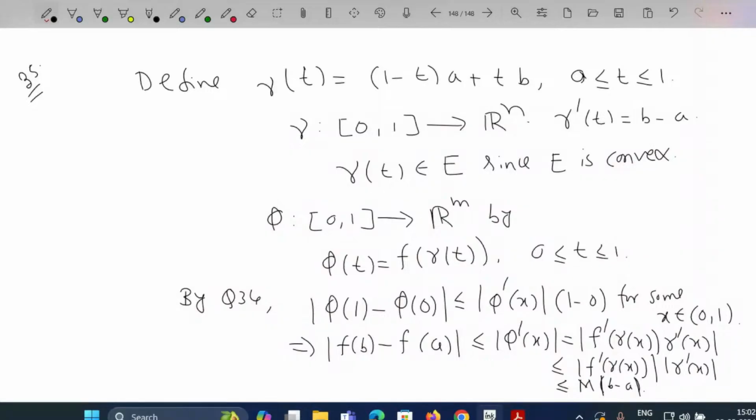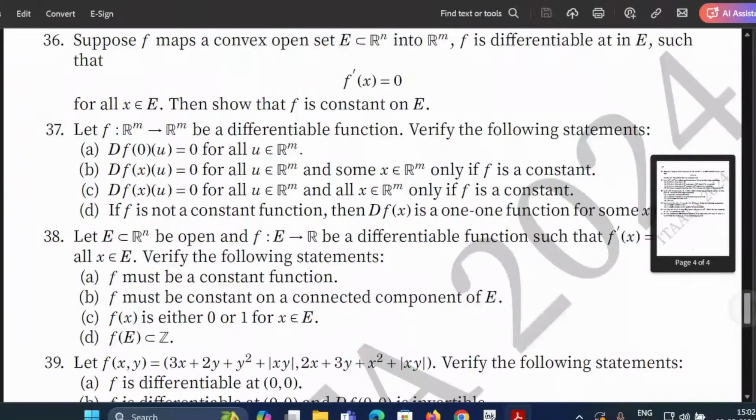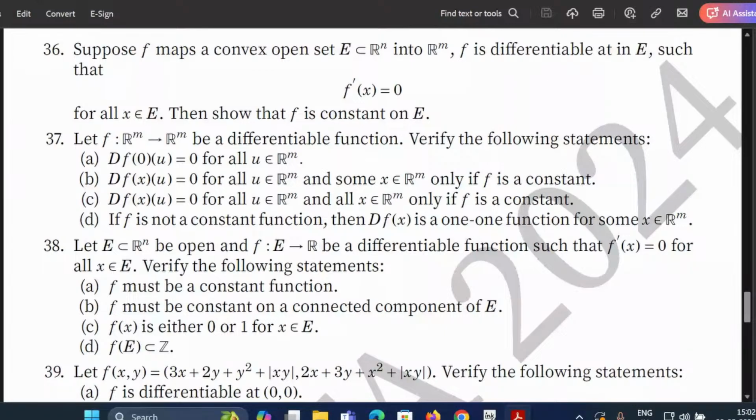Now, the final thing of this idea is question number 36. Not the final question, but the final of all this. Suppose f maps a convex open set E of Rn into Rn, and it is differentiable in E such that f'(x) is 0 for all x belonging to E. Then show that f is a constant on E. So f'(x) is a 0 operator.